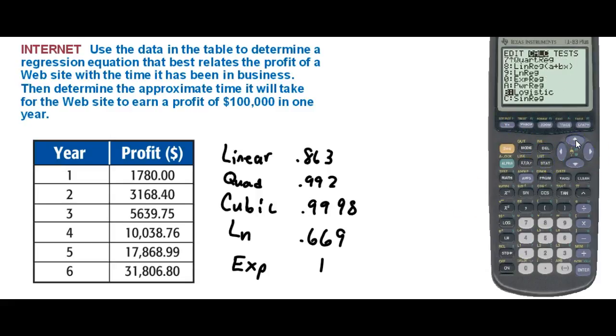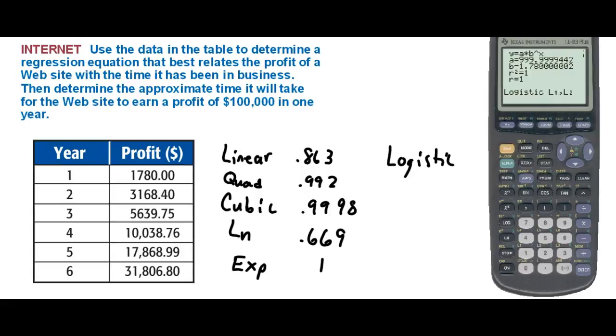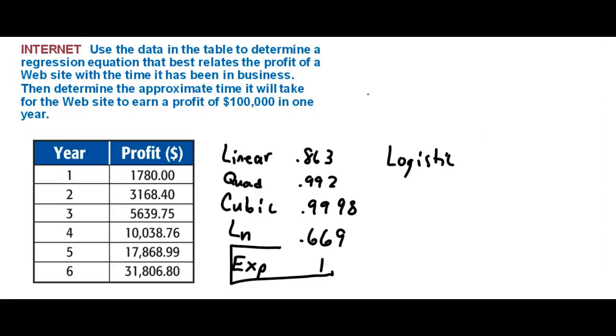So logistic, L1, L2, and it comes out to, logistic always takes a little while. And we actually get an error anyway. So it appears that exponential with that 1 r squared value is our best fit. Let's put error here. So that's the equation that we want to use.